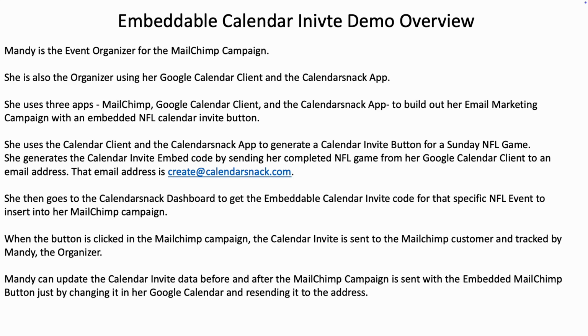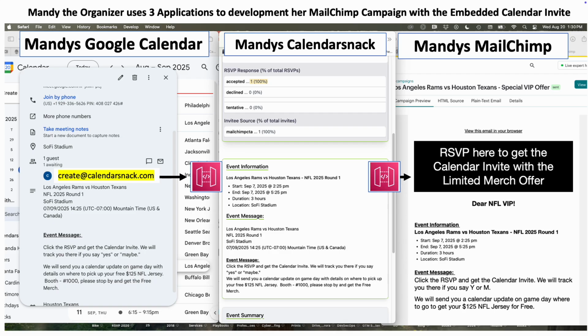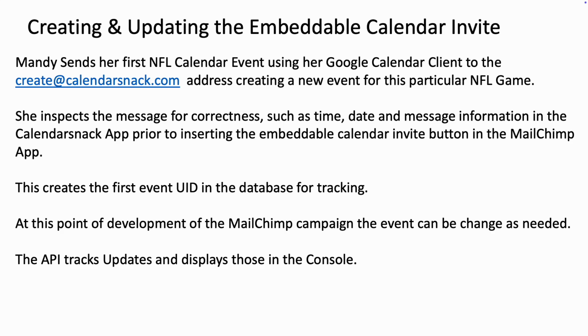So a little bit of a long intro, just talking out for AI. So again, Mandy, the organizer, uses three applications to develop her MailChimp campaign with the embedded calendar invites. She's using her own Google Calendar. She has a copy running in the cloud for Mandy's Calendarsnack app, and then she has a login and subscription to MailChimp. So she's creating it in Google Calendar, sending it to the APIs on the AWS Calendar Invite server that's talking to the API connectors in the Calendarsnack app, and after she generates her piece of code, she inserts it into the MailChimp.